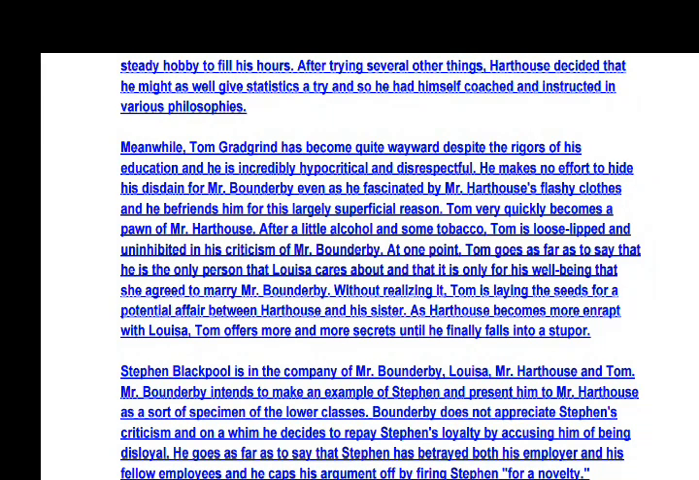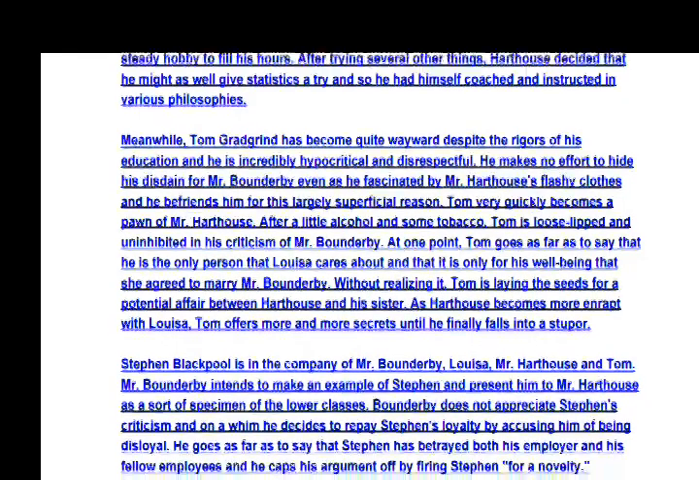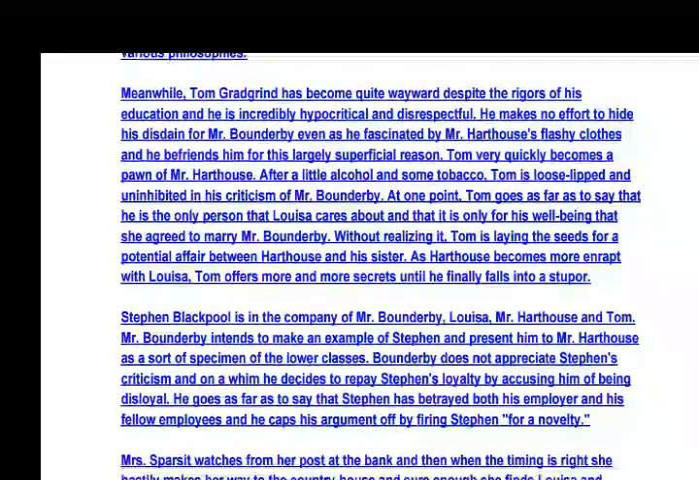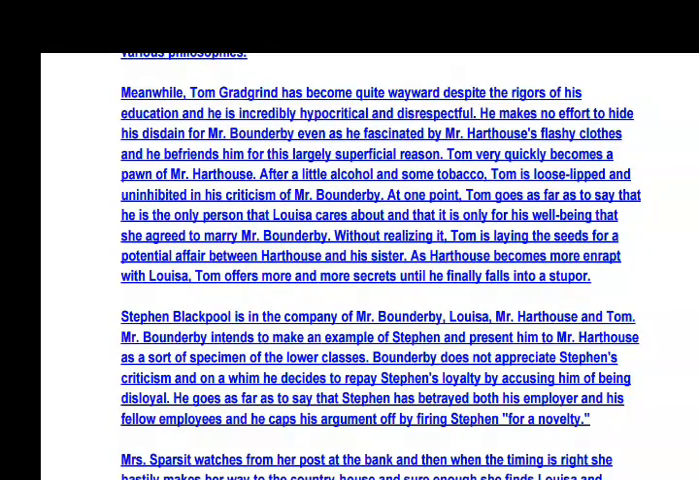He makes no effort to hide his disdain from Mr. Bounderby, and he is fascinated by Mr. Harthouse's flashy clothes, and he befriends him for his largely superficial lessons. Tom very quickly becomes a pawn of Mr. Harthouse. After a little alcohol and some tobacco, Tom is loose-lipped and uninhibited in his criticism of Mr. Bounderby.